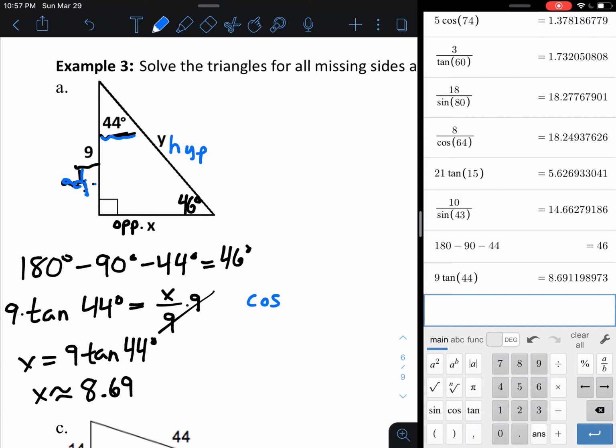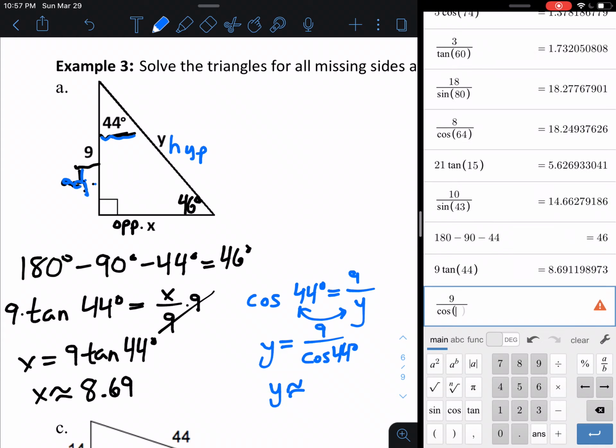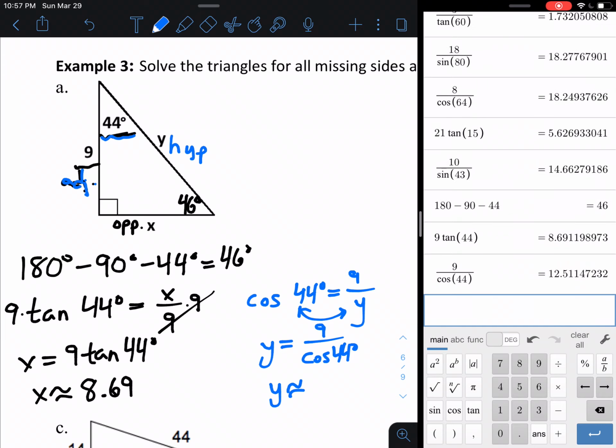So you would say cosine of 44 degrees is equal to your adjacent side of 9 divided by hypotenuse of y, and then this time, since your variable is in your denominator, you'll do this kind of swap. And so then you would find out that y is equal to 9 divided by the cosine of 44 degrees. And so then y would be approximately, let's see here, 9 divided by cosine 44, approximately 12.51. And there weren't any units, so we'll just leave this 12.51.